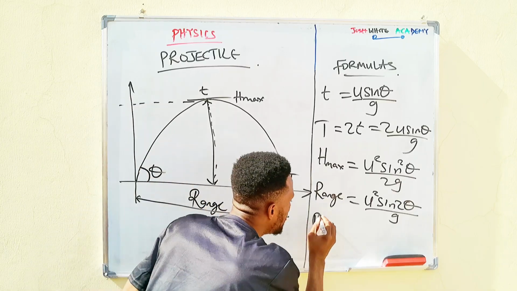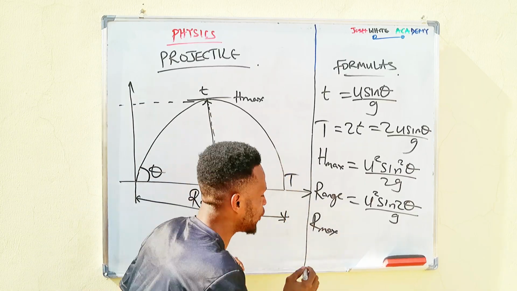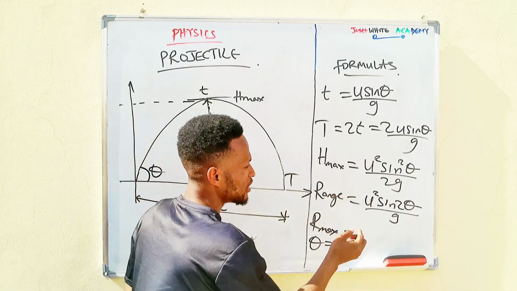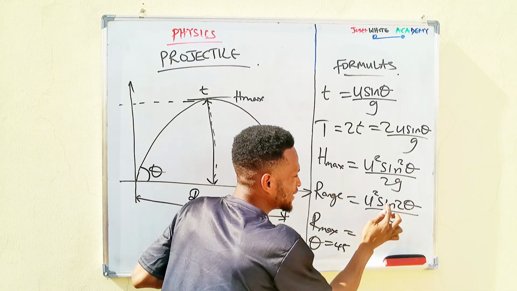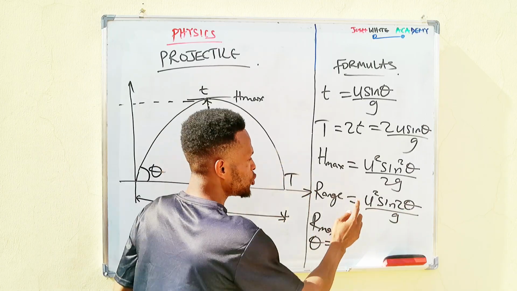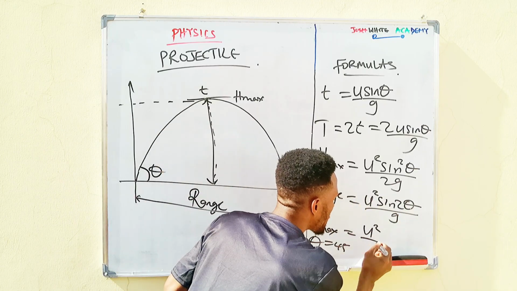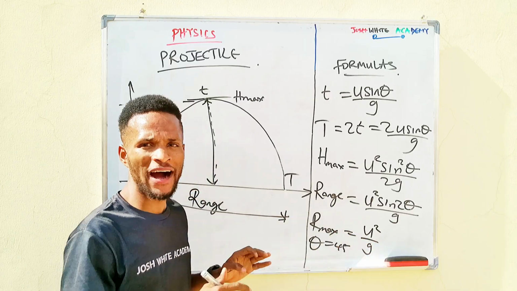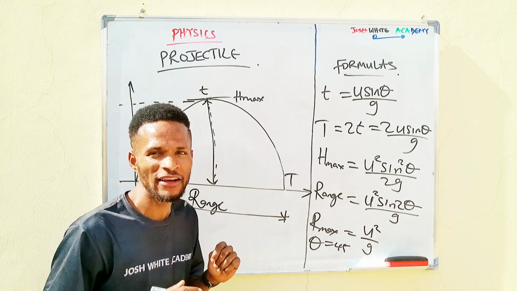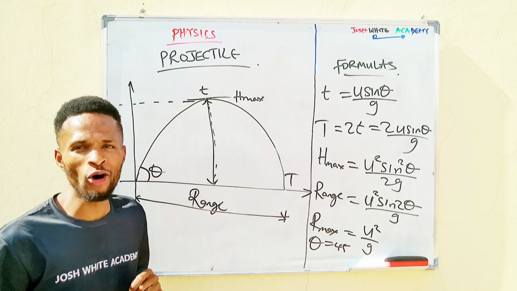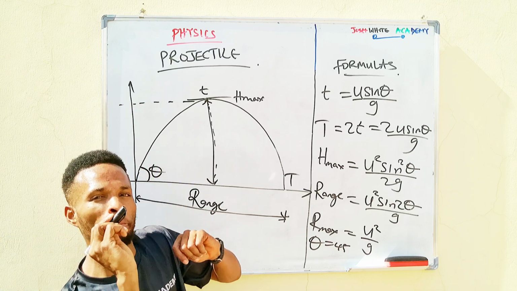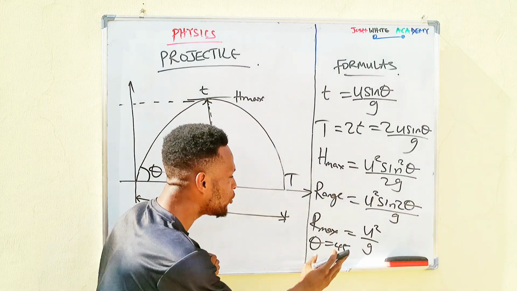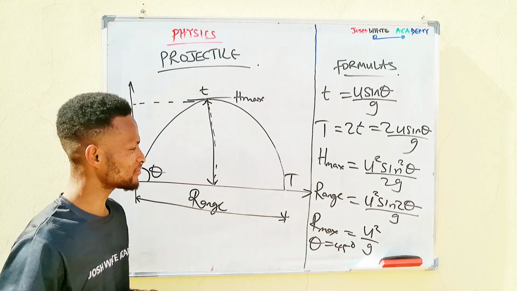So, maximum range occurs when our angle is at 45 degrees. And if that happens, 45 times 2 will give you 90. Sine 90 is 1. U squared times 1 will give you u squared over g. So at maximum range, the formula is u squared over g. So you will notice people playing shot put or javelin, they set their arrow in a position to aim for maximum range. That is approximately 45.